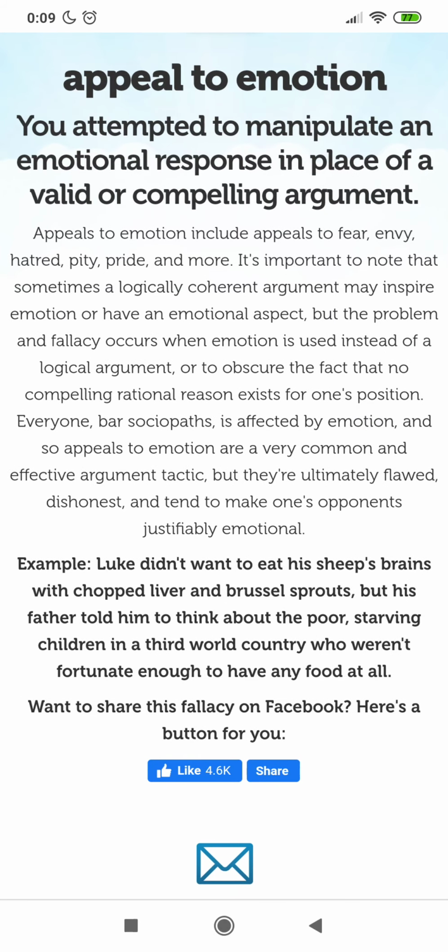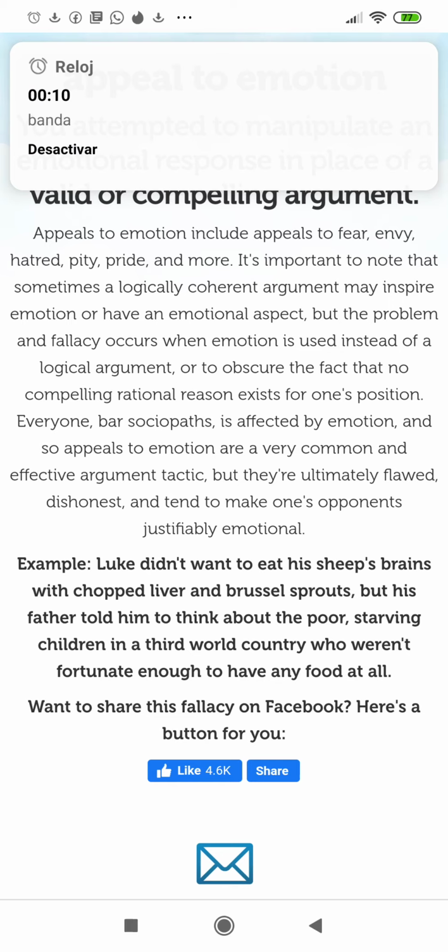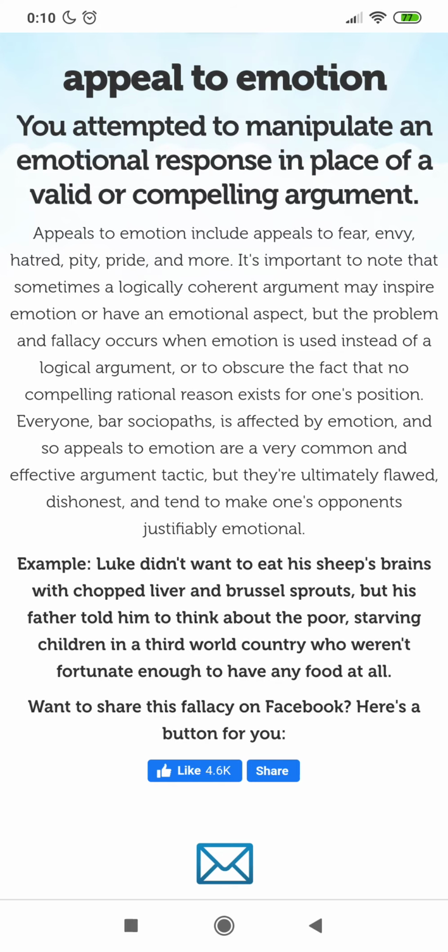Example: Luke didn't want to eat his sheep's brain with chopped liver and Brussels sprouts, but his father told him to think about the poor, starving children in a third world country who weren't fortunate enough to have any food at all.